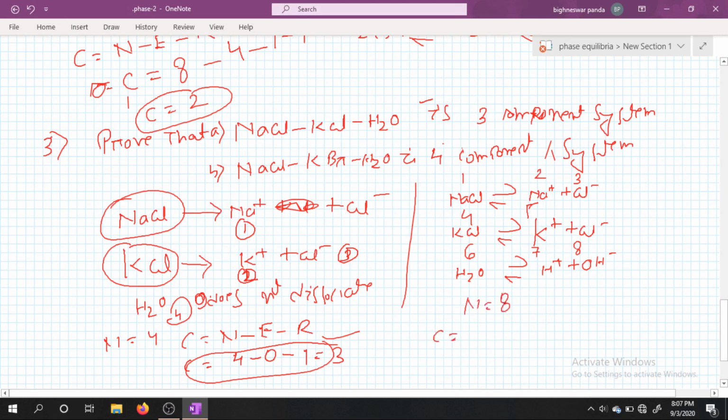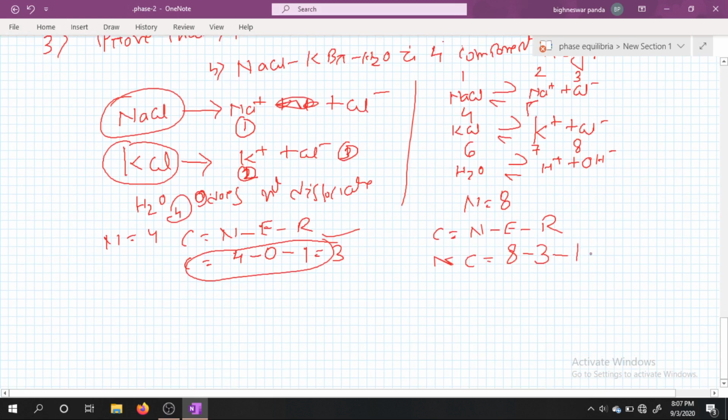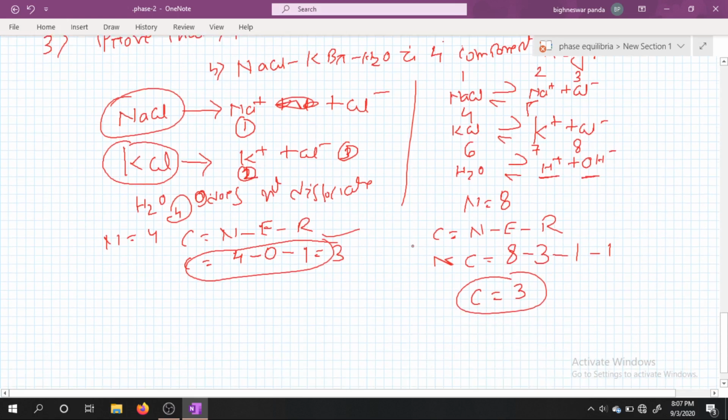C is equal to N minus E minus R. C is equal to 8 minus how many equilibria? 3, minus restricted conditions: 1 for ion and another is for H plus ion concentration equal to OH minus. So it is a 3 component system. Similarly, we can easily prove NaCl, KBr, water is a 4 component system.